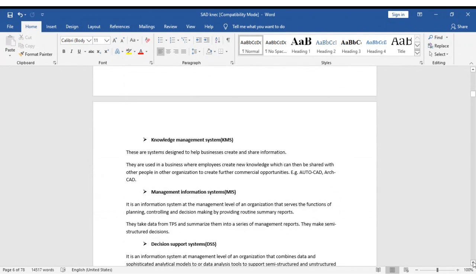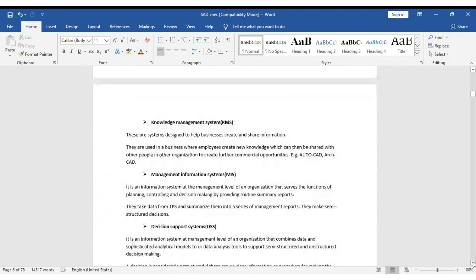These are systems designed to help businesses create and share information. They are used in businesses where employees can create new knowledge which can be shared with other people in an organization to create further commercial opportunities. For example, we have AutoCAD, Archicad, etc.